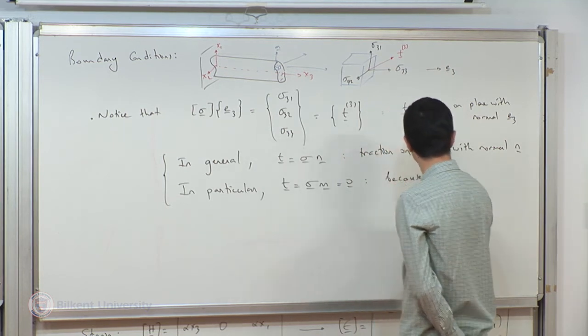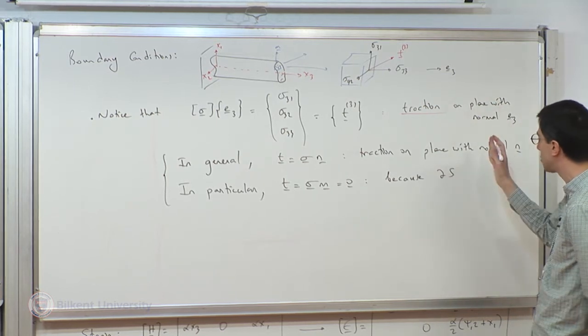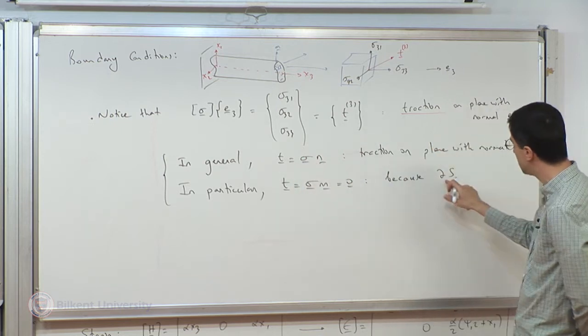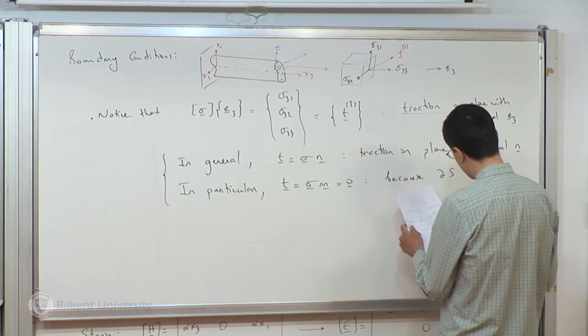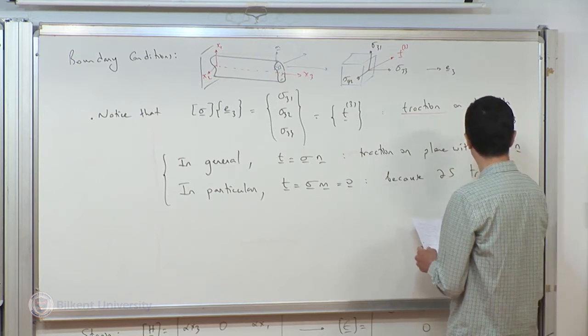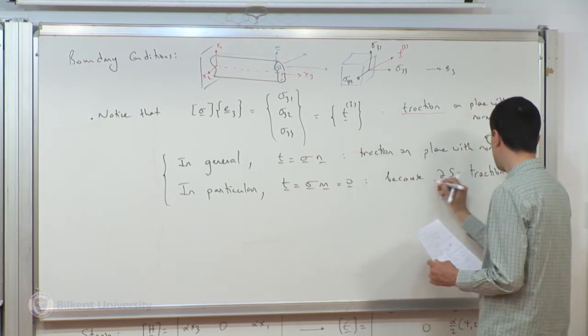So because now I'm going to say del S. Del S denotes the boundary of any cross-section, but that cross-section could be taken anywhere along the axis of the cylinder, and therefore del S anywhere in general indicates the surface of the cylinder, and it's traction free.